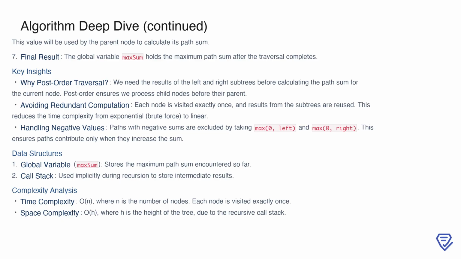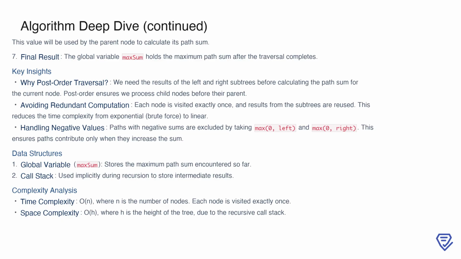This eliminates redundant computations and ensures each node is visited exactly once, making the time complexity linear at O(n), where n is the number of nodes. The space complexity is O(h), where h is the height of the tree, due to the recursive call stack.